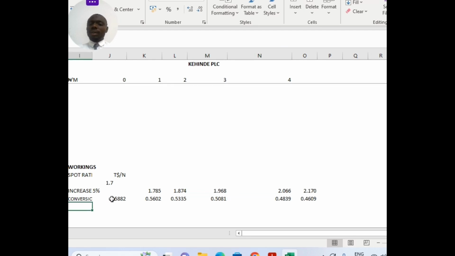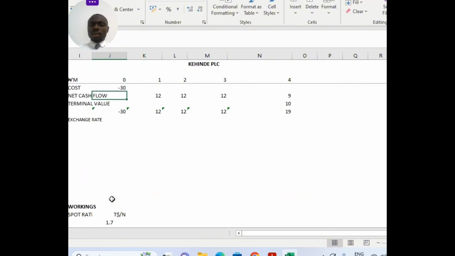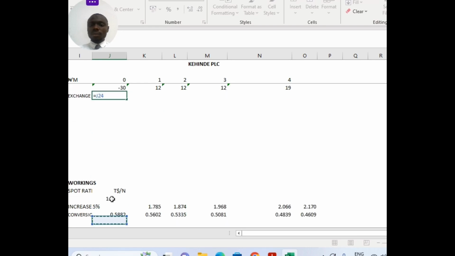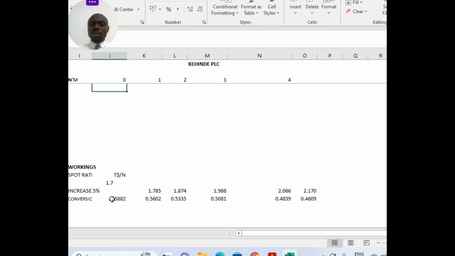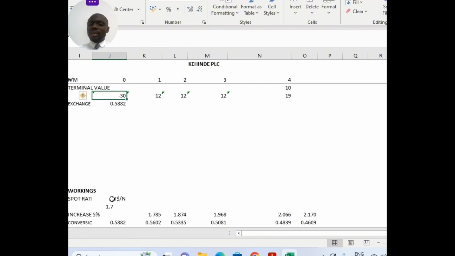So now I have converted this. So this is what we'll take to this. We will now say equals to this. So after converting it, we'll say equals to this. Don't forget that we will not take the 1.7 because the 1.7 is here to be converted.